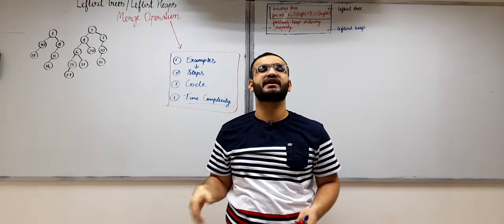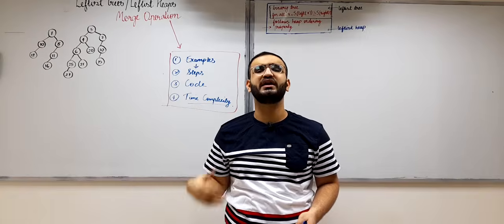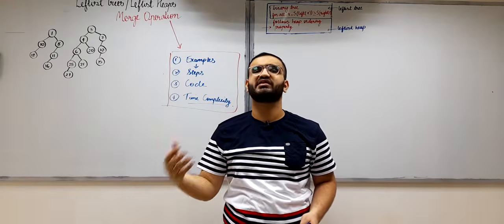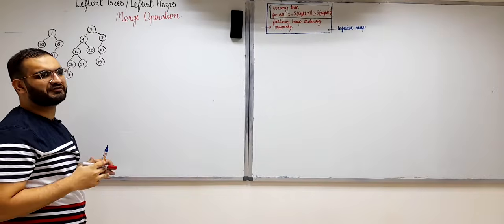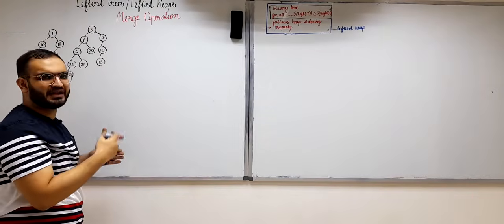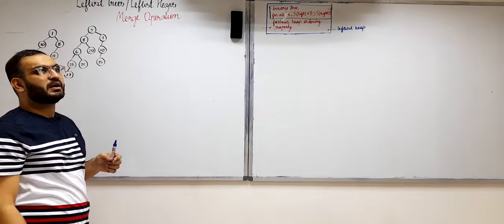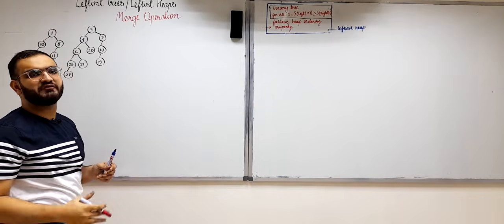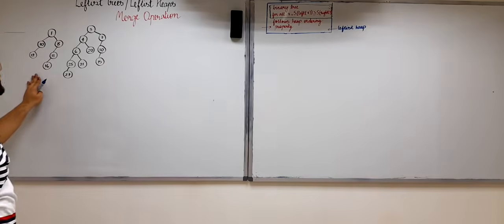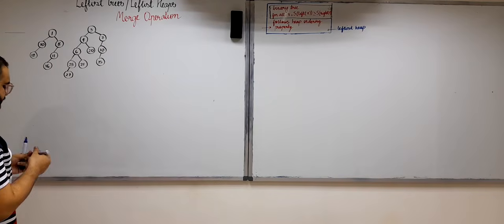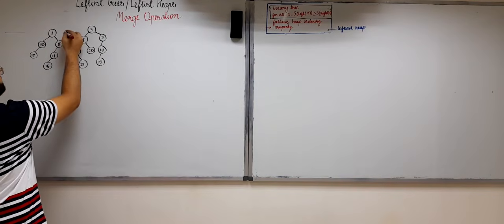and then in the next video we can learn the insert and delete operations as well as how to initialize a leftist heap. In this video we will be looking at merging of two leftist heaps, but the steps are exactly the same when we want to merge two leftist trees as well, right? So in this case, I have taken two leftist heaps. We want to merge these two leftist heaps, right?